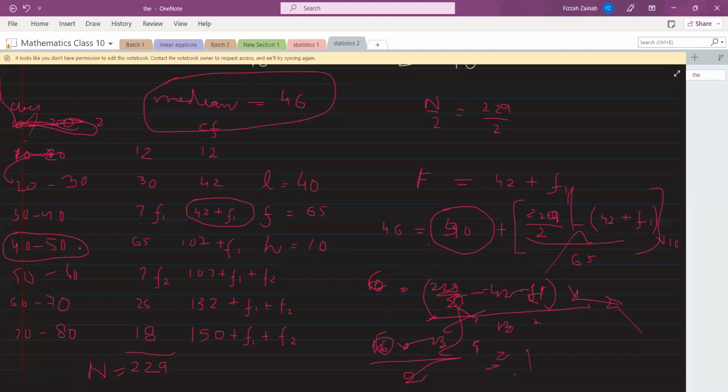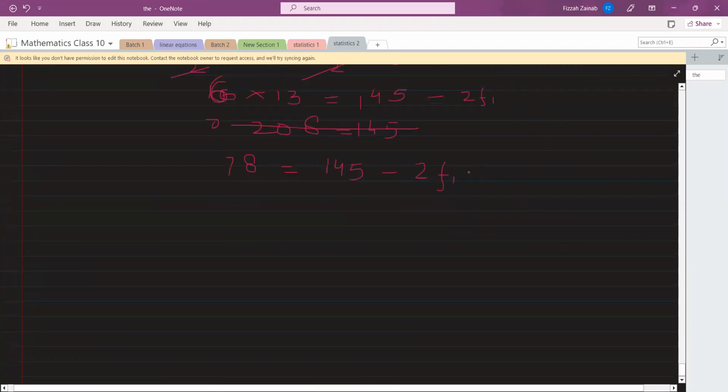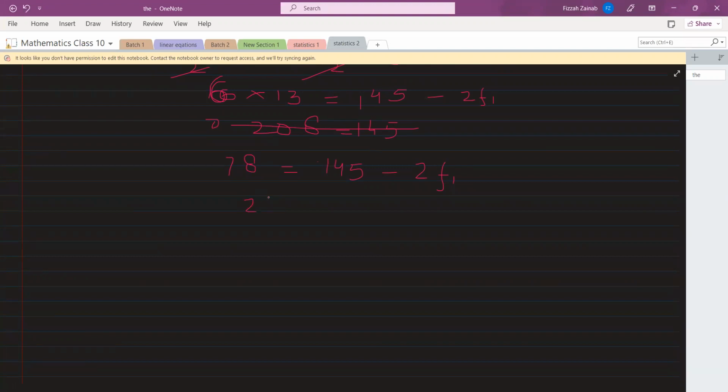How much is F1 from here? So 2F1 will be 145 minus 78. How much is 145 minus 78? Tell me. 67. Okay, very good. So it is 67, right? So F1 is 67 divided by 2. Fine?